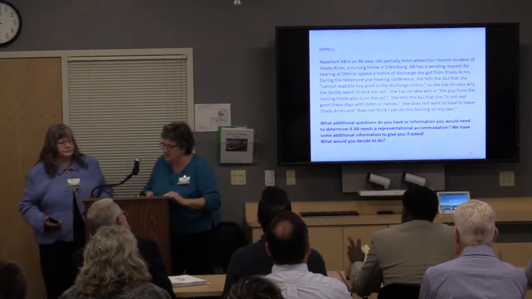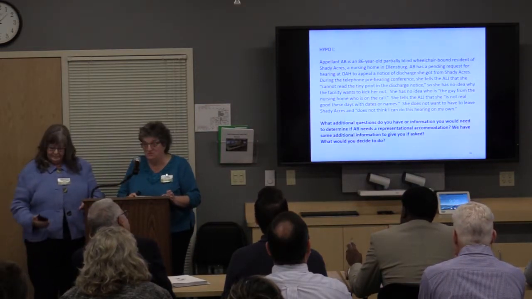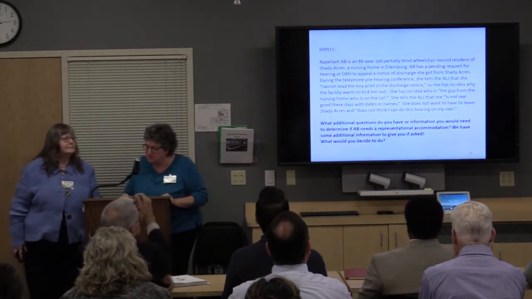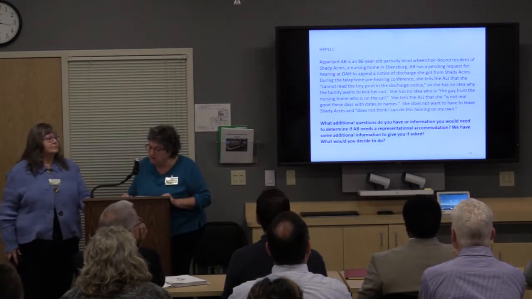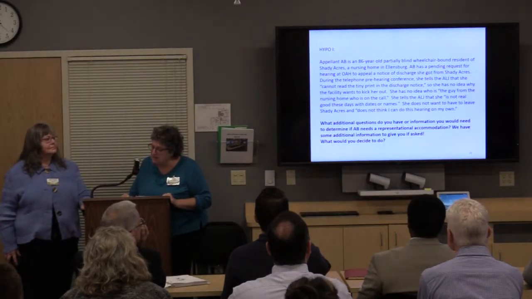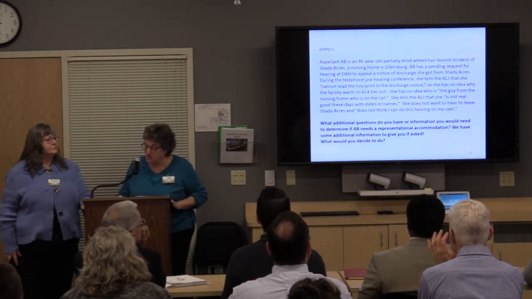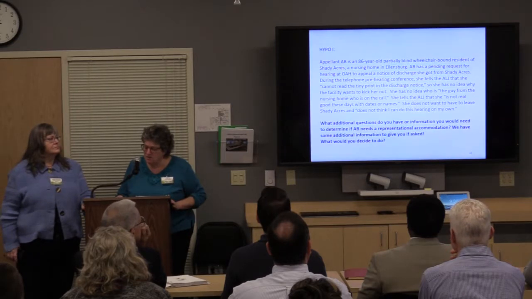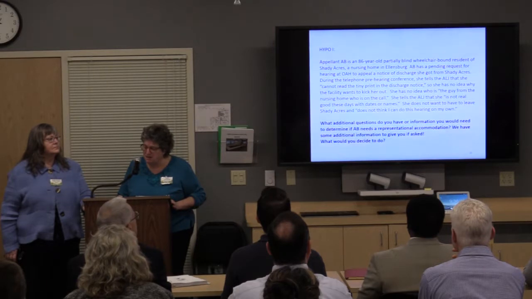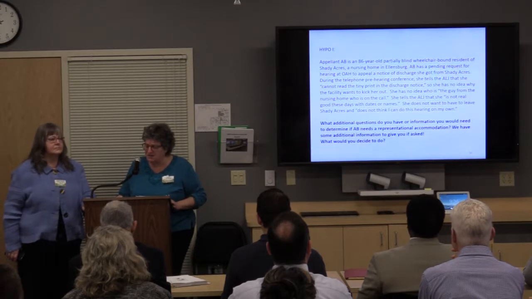Sure. And by the way, these hypotheticals are actually condensations of real cases. So, in the first hypothetical, appellant AB is 86 years old, a partially blind and wheelchair-bound resident of Shady Acres, a nursing home in Ellensburg. AB has a pending request for hearing at the Office of Administrative Hearings to appeal a notice of discharge she got from Shady Acres. During the telephone pre-hearing conference, she tells the ALJ that she, quote, cannot read the tiny print on the discharge notice, unquote, so she has no idea why the facility wants to kick her out.